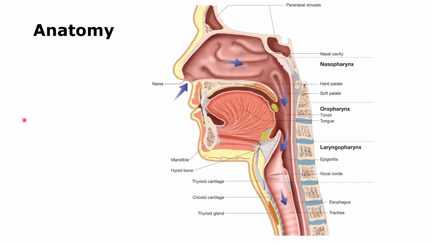The anatomy of the respiratory tract: we start from the nose. These are the nares, the openings in the nose. Air enters the nasal cavity. You can see the nasal cavity. These things that you see are bony prominences covered by epithelial tissue. They are called conchae or turbinae.